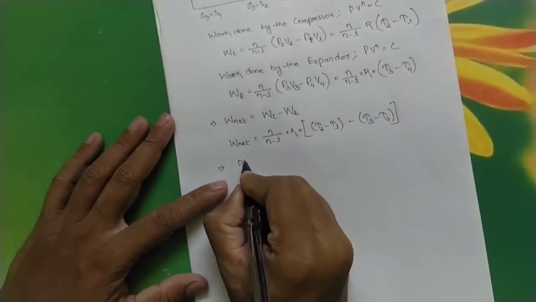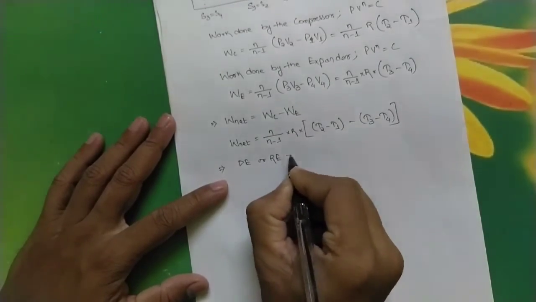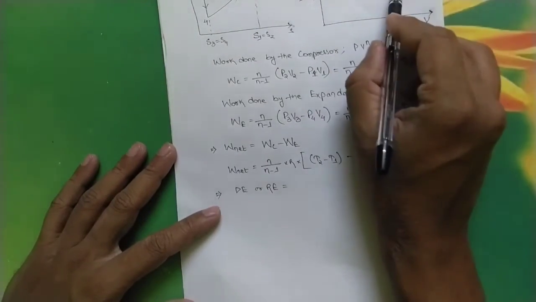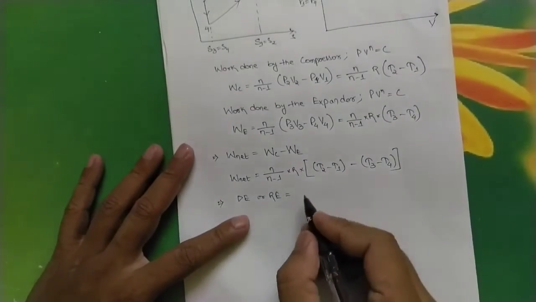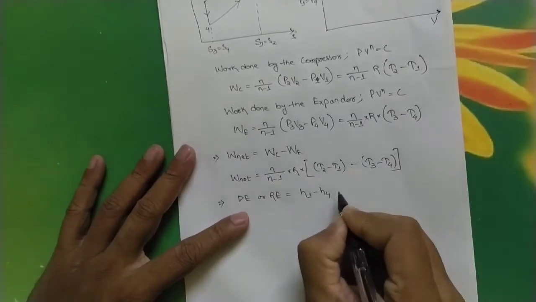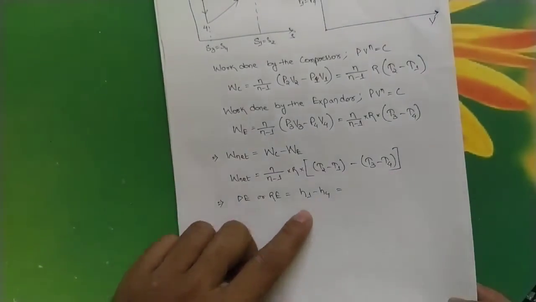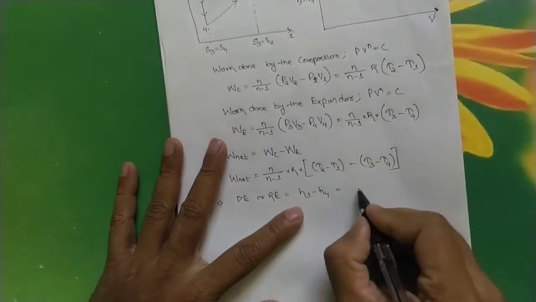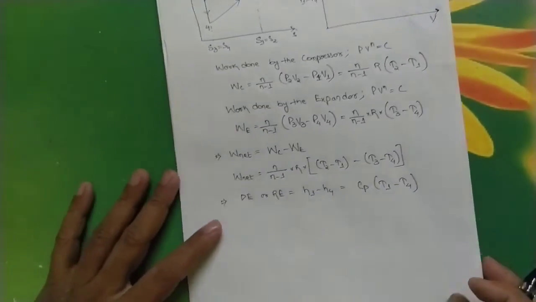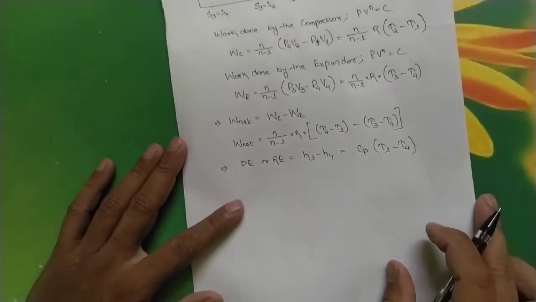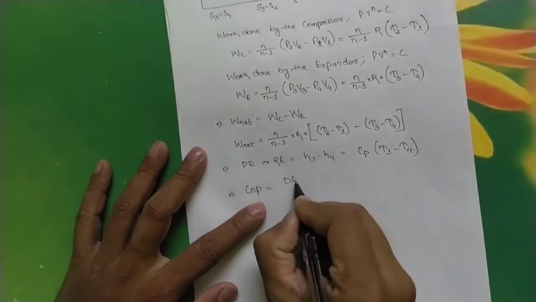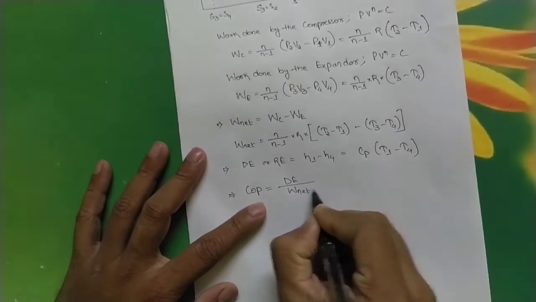The desired effect or refrigeration effect is 4 to 1, our evaporator. So 4 to 1 will be our desired effect, which is H1 minus H4. As it is enthalpy, writing in terms of specific heat and temperature, it will be Cp into (T1 minus T4). This is our desired effect or refrigeration effect. So we know COP equals desired effect by net work done.